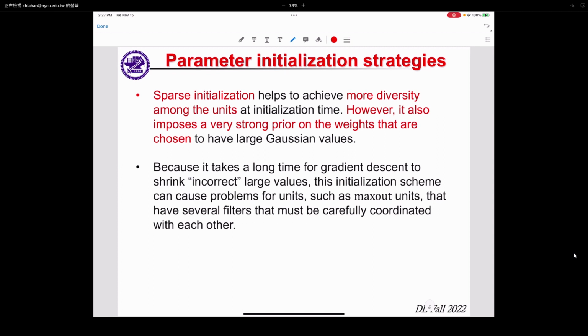But this will cause some problems. That means you have very strong priors. How do you choose which weights should be non-zero? It kind of has some bias at the beginning: this weight should be non-zero, that weight should not be. So this initialization scheme can cause some problems.